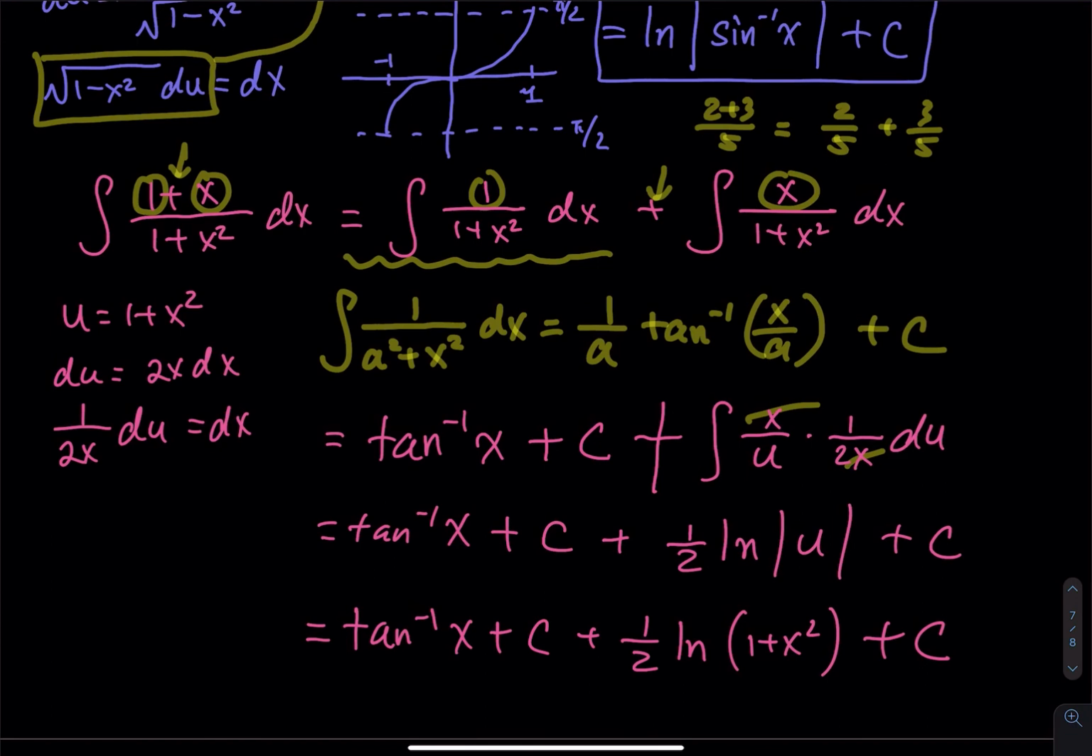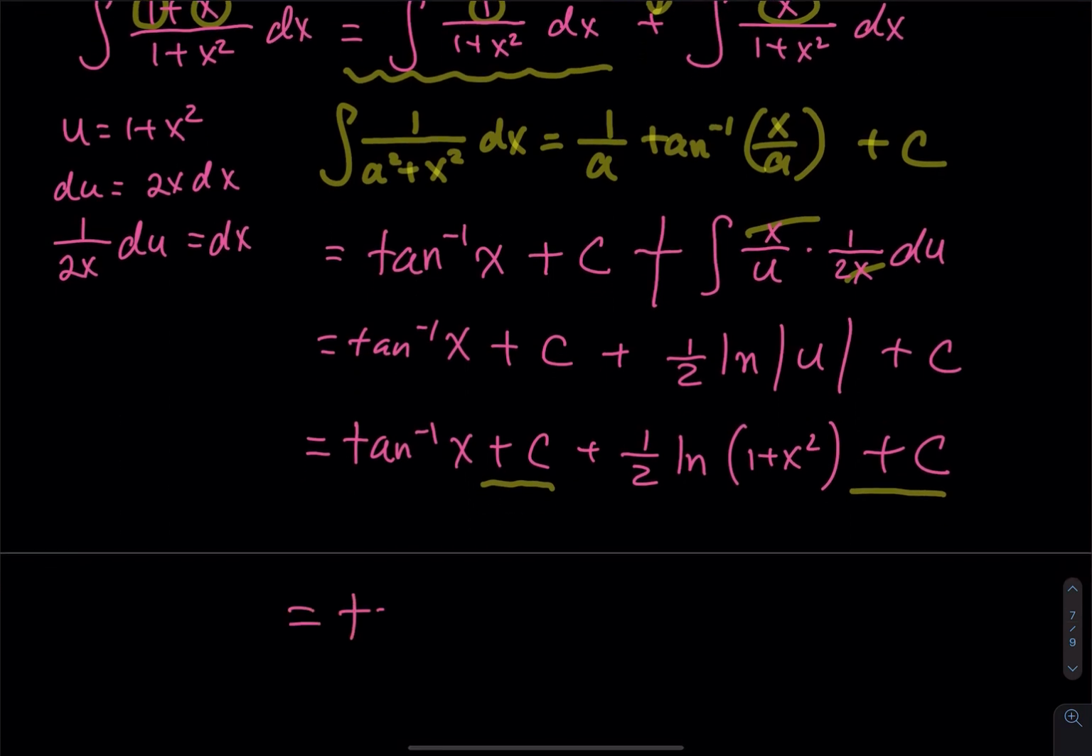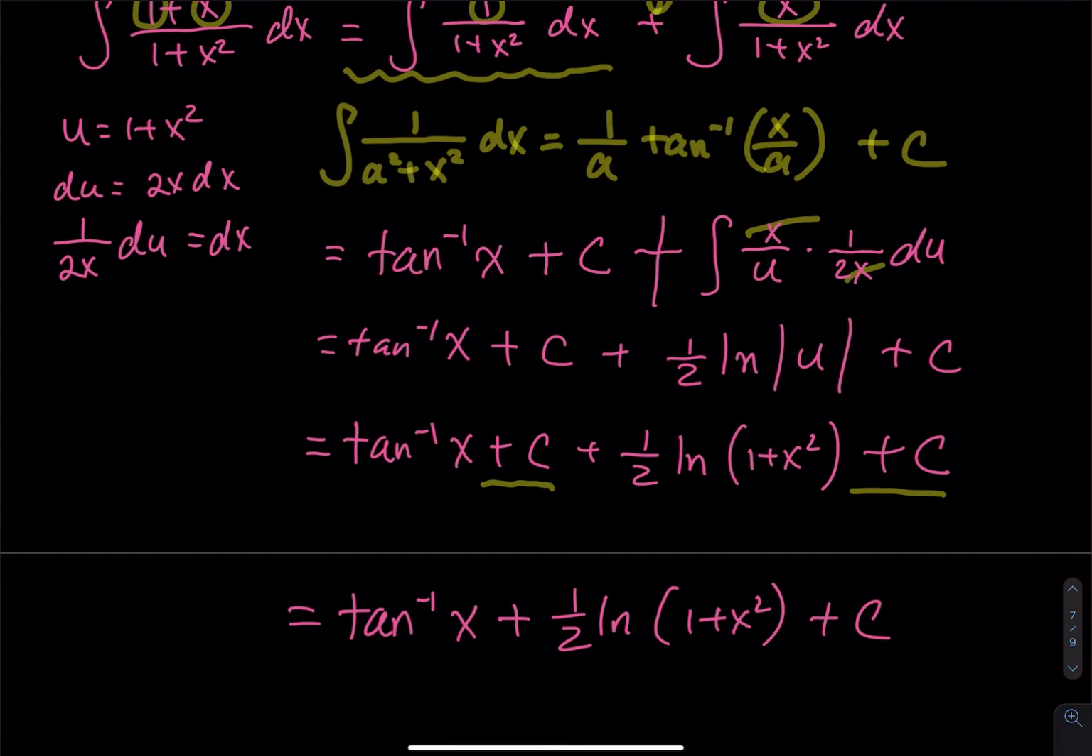The last little issue that I have to point out is you have a plus c, and you have another plus c. Should I just keep 1 plus c or 2 plus c? Here is my answer. A constant is a constant. So a constant plus another constant is equal to a constant. So all you have to do is just keep 1 c, plus 1/2 ln of 1 plus x squared, plus c. You don't need to do c1 or c2. A constant plus a constant equals a constant.